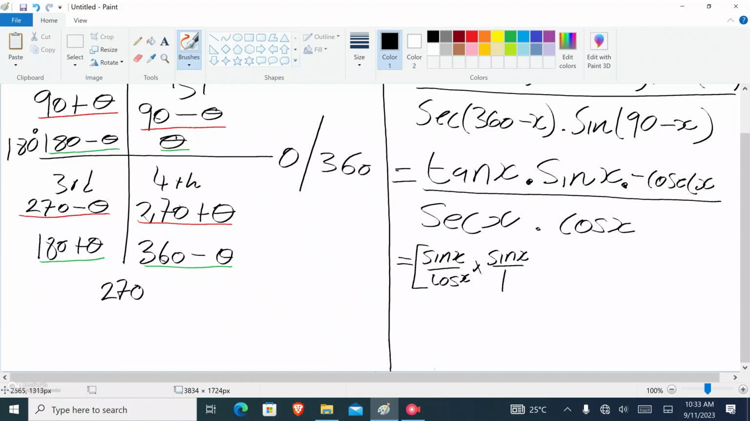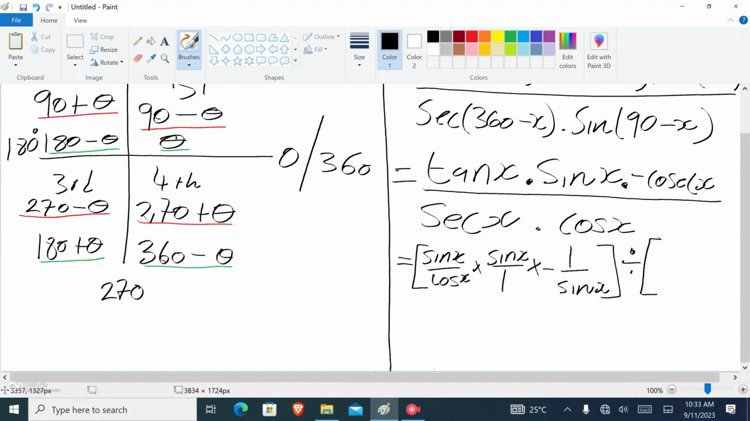Multiply by, remember, there is sine x over 1, multiply by minus, what is the reciprocal of this cosec here? Now, cosec is the same as 1 over sine x. So this is the numerator of this problem.